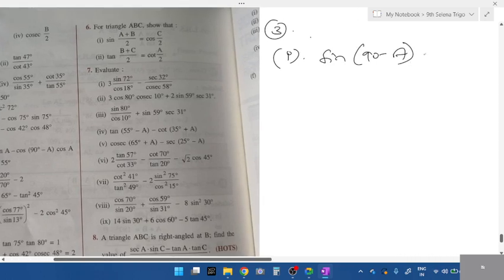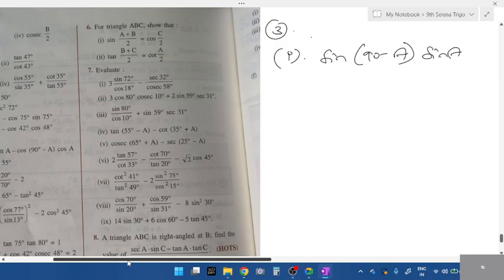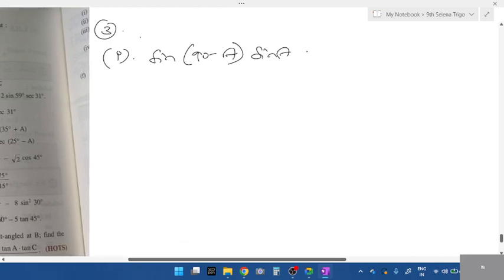Next, third main, first one: sine 90 minus A into sine A minus cos 90 minus A into cos A.